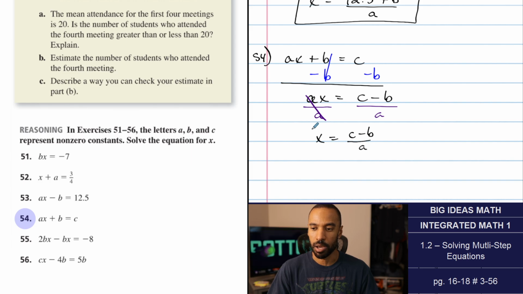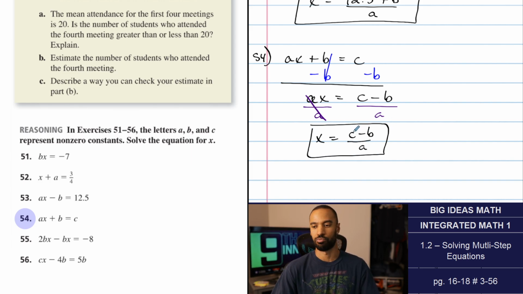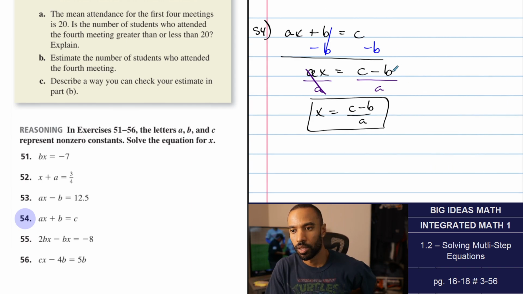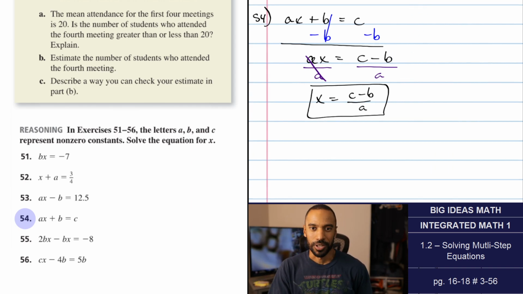Now we could substitute numbers in there, have some fun with it. C is 20, b is 8, a is 4. You'll get an answer. But that's not what they're doing here. Two more questions. Number 55.